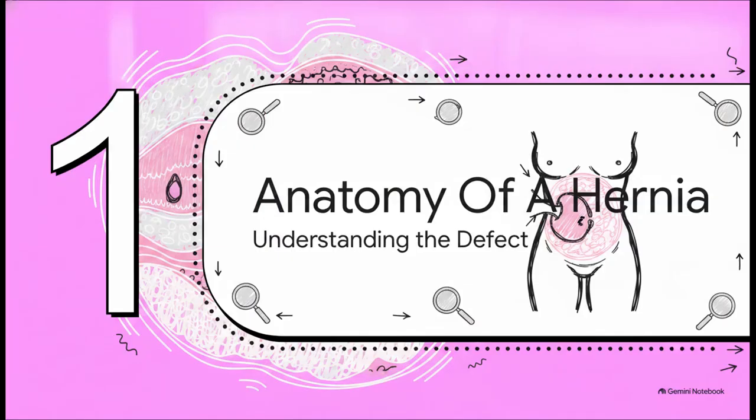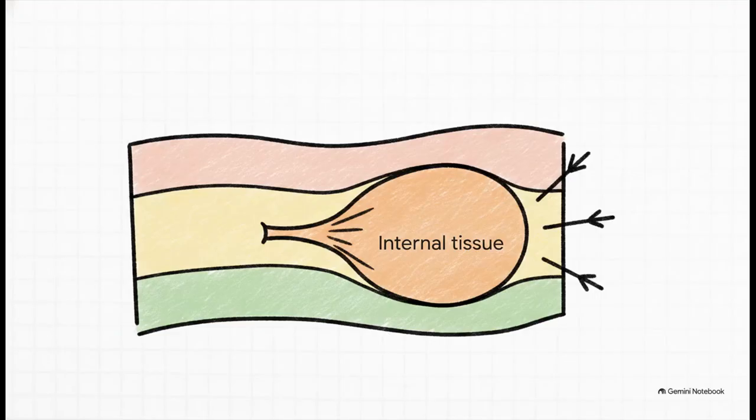Section 1. Anatomy of a hernia. Understanding the defect. Let's get right into it. You really can't examine what you don't understand, right? At its core, an abdominal hernia is just an abnormal protrusion of an organ or tissue pushing through an opening in the layer that usually keeps it locked in place. It's basically tissue rebelling and pushing from the inside out. And as it pushes outward, it drags all those coverings of the abdominal wall right along with it.